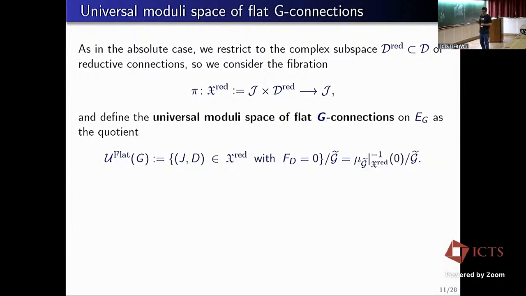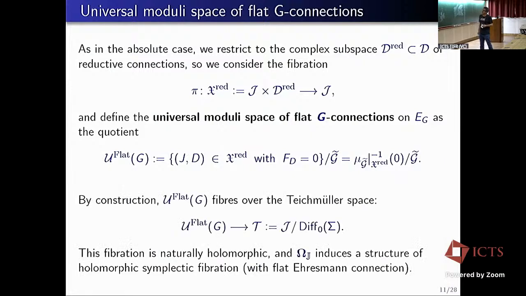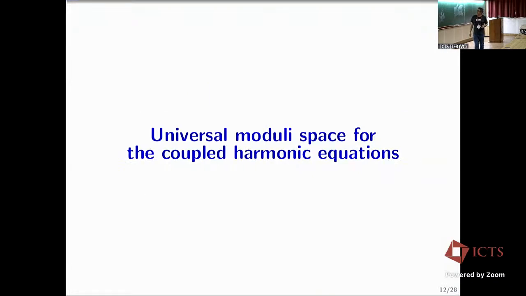an induced complex presymplectic structure, okay? And it fibers over, of course, by naturality, over the Teichmüller space. Okay, so this is the first moduli space. Now, the second one will be, I think, more interesting. Got some equations here now.